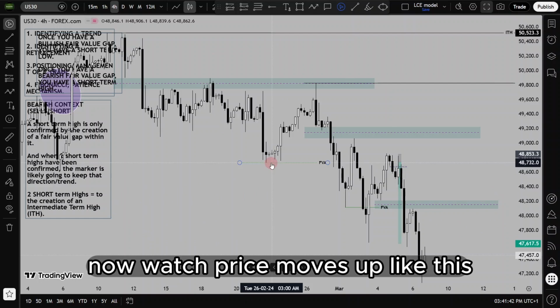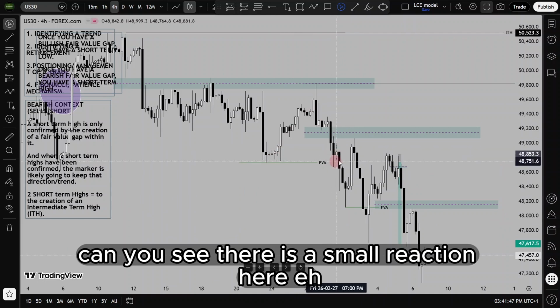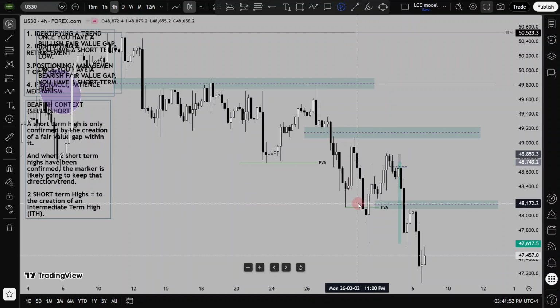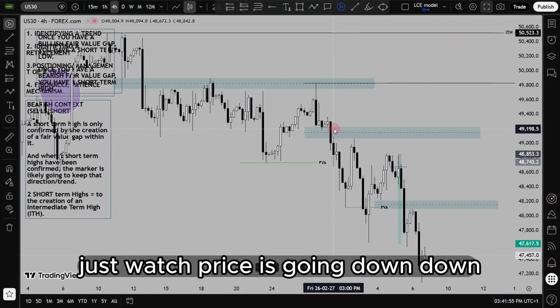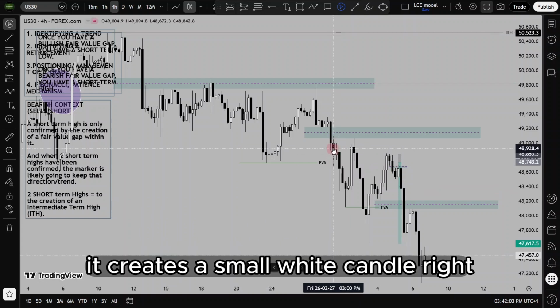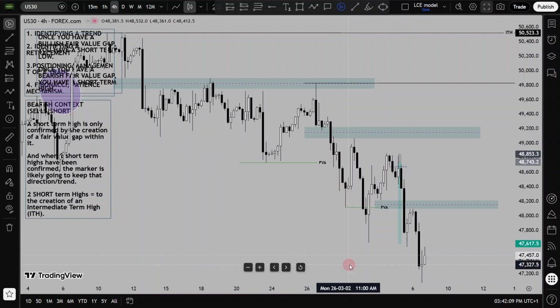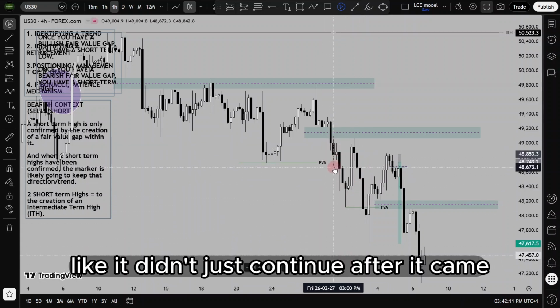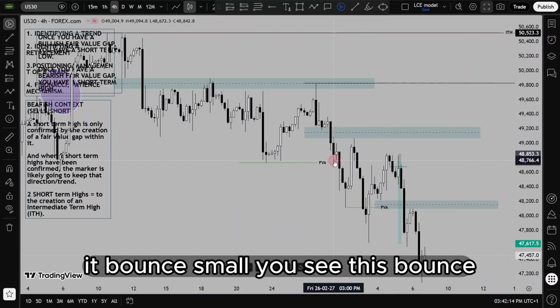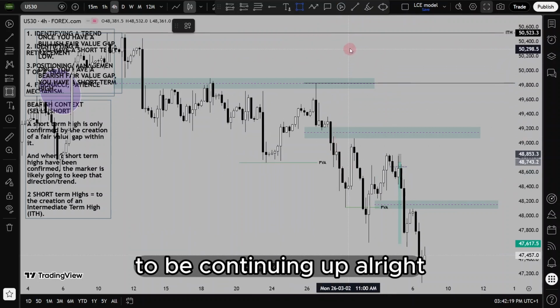Now watch. Price moves up like this, it breaks down. Can you see there is a small reaction here, before price breaks down? Just watch. Price is going down, down, down, down, down. Then when it gets to the low, it sweeps it. It creates a small white candle, right? At least it did not just break down fully. Like it didn't just continue. After it came, it bounced small. You see this bounce? This bounce was supposed to push price up to be continuing up, all right?